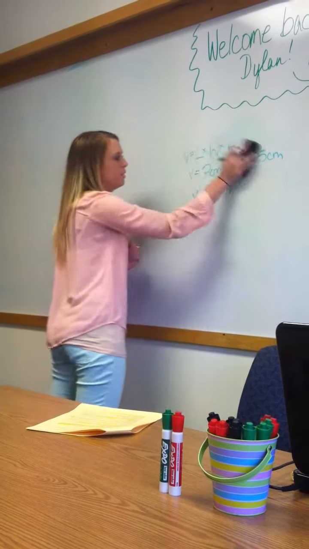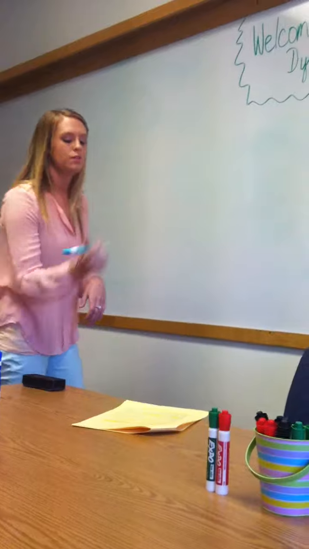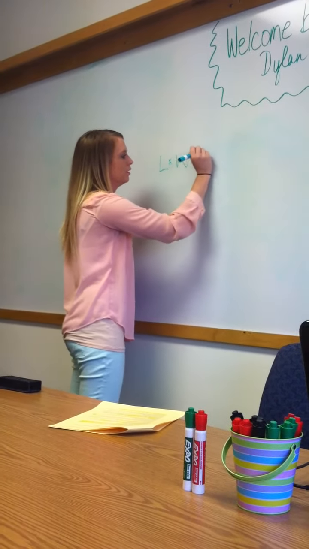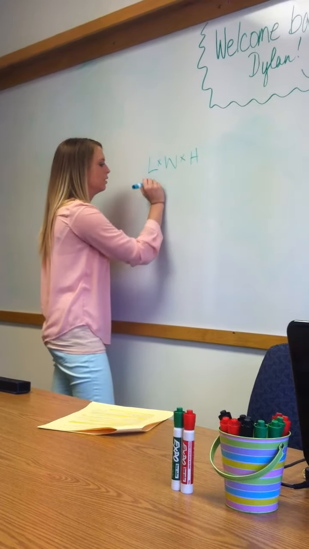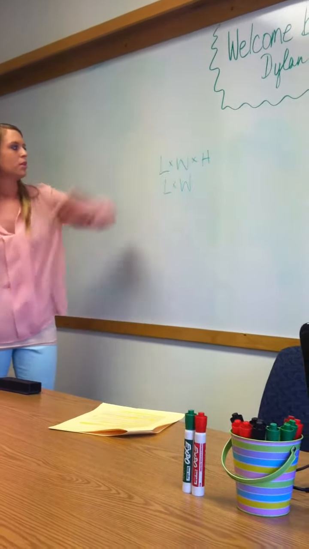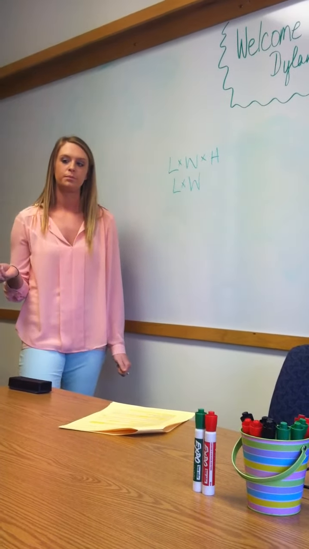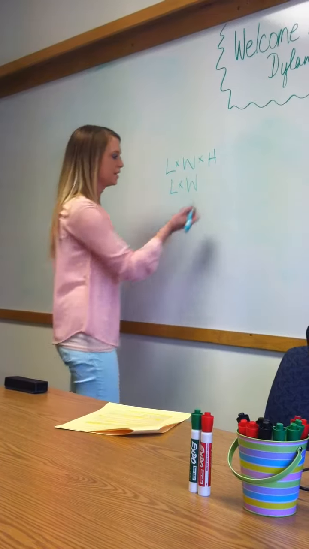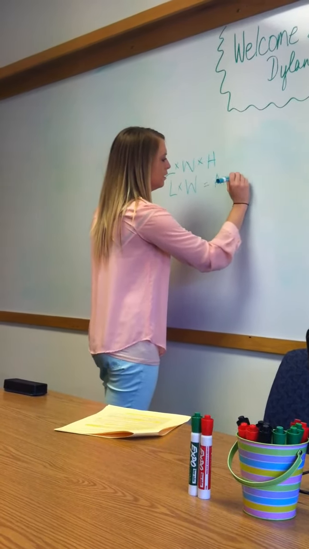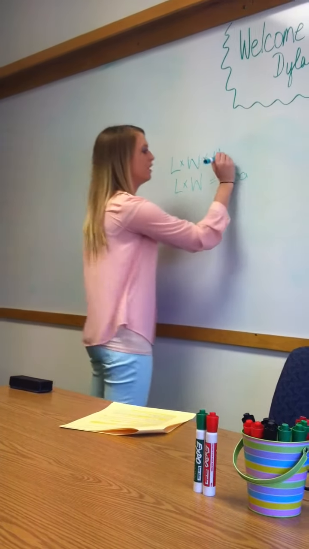And now that we've done a brief overview, I'm going to write 2 different formulas up on the board. And can you tell me which goes with which? So which one goes with area? The bottom one. So the length times the width is equal to area. And the length times the width times the height is for volume. Correct.